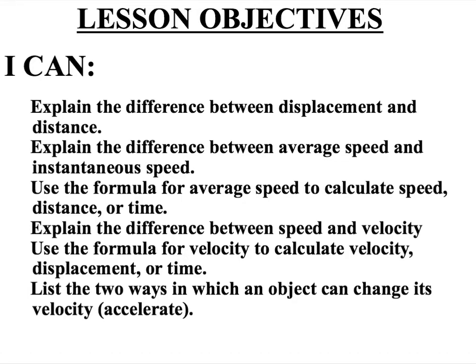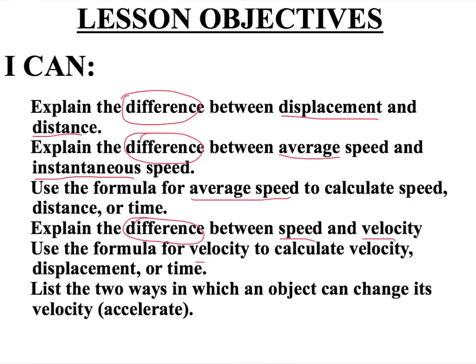This video has a lot of objectives. You're going to be able to explain the difference between a lot of things, because in physics we use terms differently than kind of walking around people. So you're going to be able to explain the difference between displacement and distance, the difference between average speed and instantaneous speed, and the difference between speed and velocity, which you probably thought were the same thing. We're going to learn two new formulas, one for average speed and one for velocity. And finally, we're going to talk about how you can change velocity.